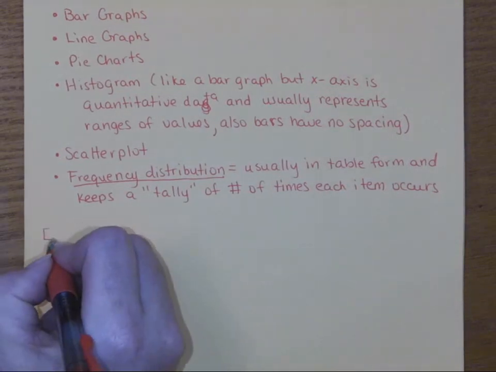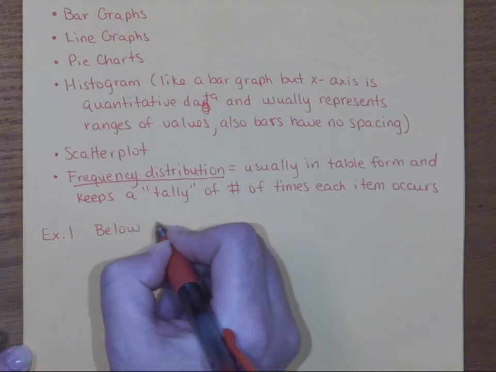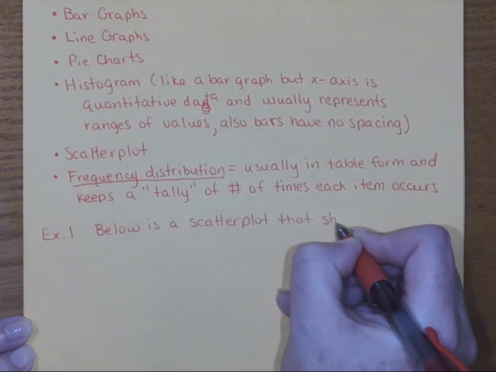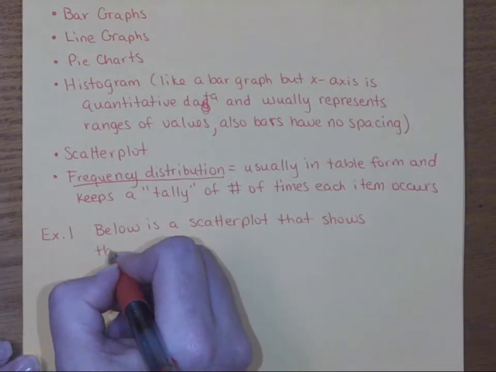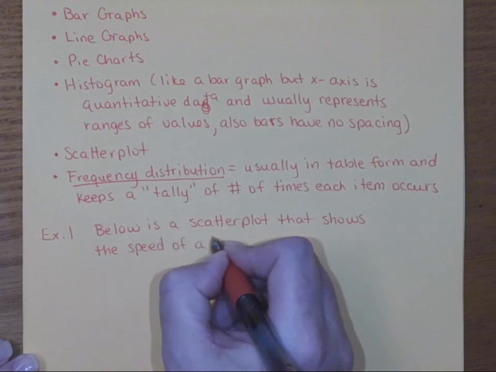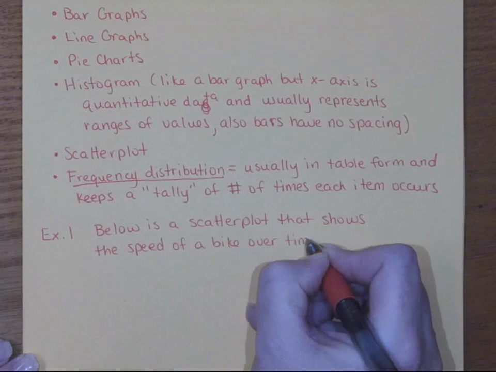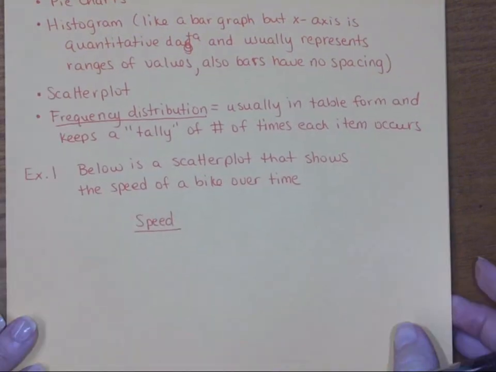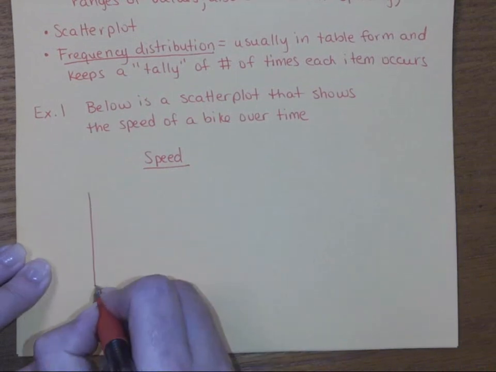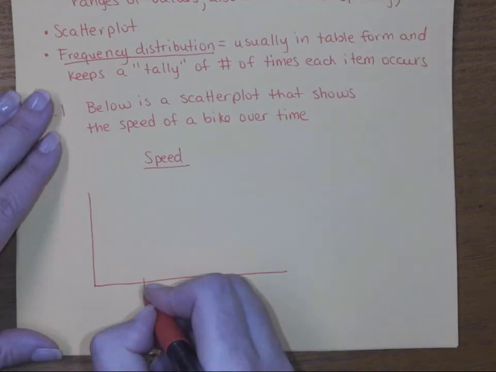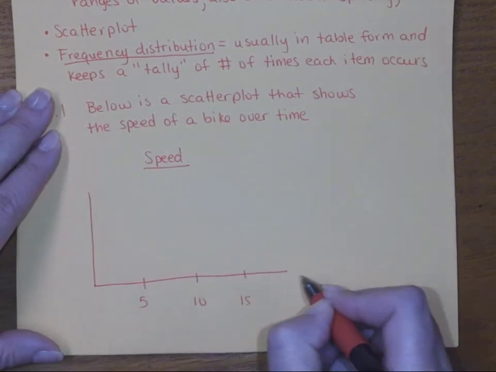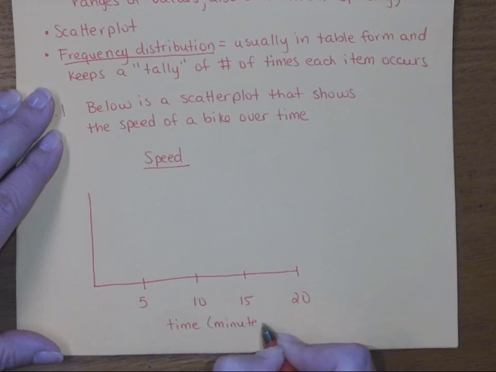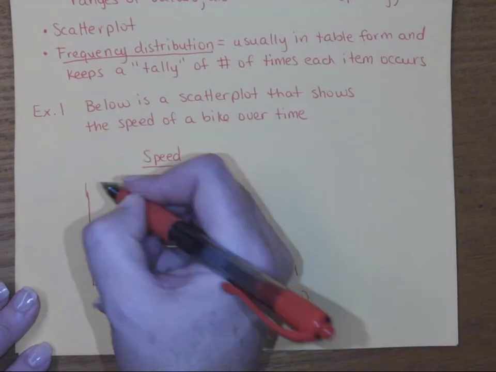Okay, so I'm going to take these really in no specific order. I want to show you a scatter plot first. So here's what a scatter plot might be. Let's say I wanted to show the speed of a bike over time. First thing is always make sure that you have some sort of label on your graph or chart. So a scatter plot is going to have a horizontal and a vertical axis. I'm going to just set this up, and you can sketch this as well. We're going to make the horizontal axis the time in minutes, and then we're going to make the vertical axis the speed.